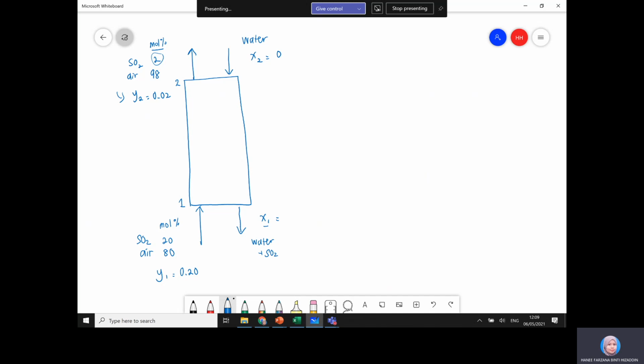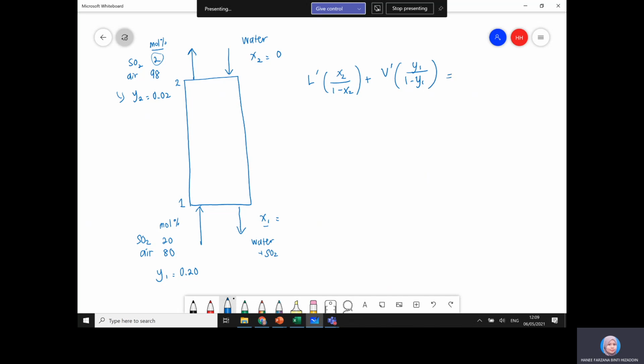So here we can find X1 from material balance. You can use the general equation: L prime times X2 over 1 minus X2 plus V prime times Y1 over 1 minus Y1.